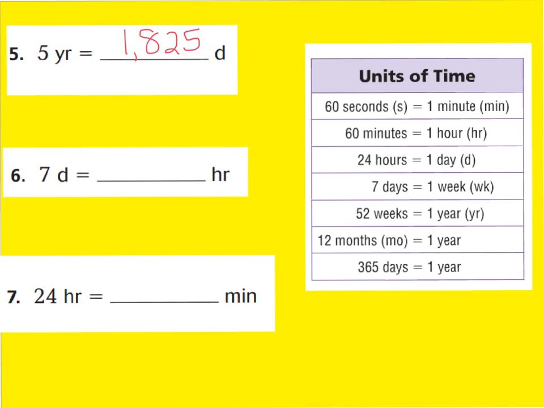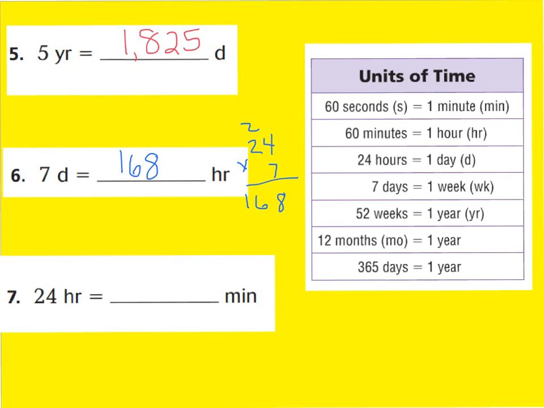Now what about question 6? It says 7 days is equal to how many hours? So let's think. How many hours are in 1 day? I see here 24 hours equals 1 day. So how many hours would be in 7 days? Again, we're going from a big unit to a small unit. We're going to have more hours than we will days, so we need to multiply. Go ahead and solve this one now by pressing pause. Okay, right here you can see I did 24 times 7, and I multiplied, and I ended up with 168 hours. I hope you got the same answer.